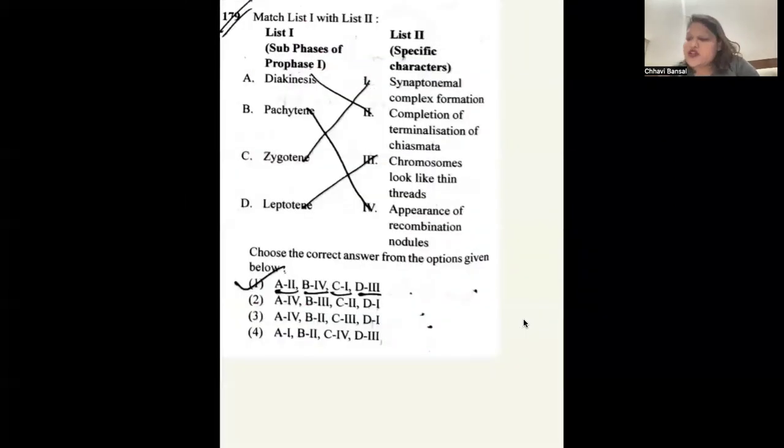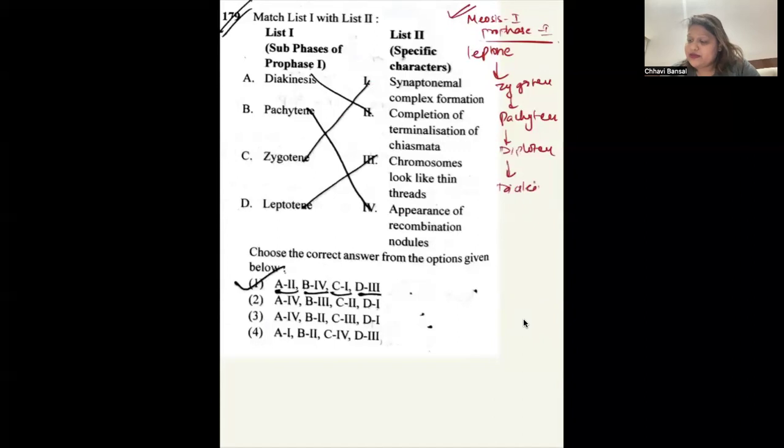Next, the question is again taken from the cell cycle. This is the phases of meiosis 1, prophase 1, which is very unique in the cell cycle and cell division, right? This is the stage in which recombination takes place. So do not forget the sequence. It's the leptotene stage. Then zygotene. Then pachytene. Then diplotene. And then diakinesis.